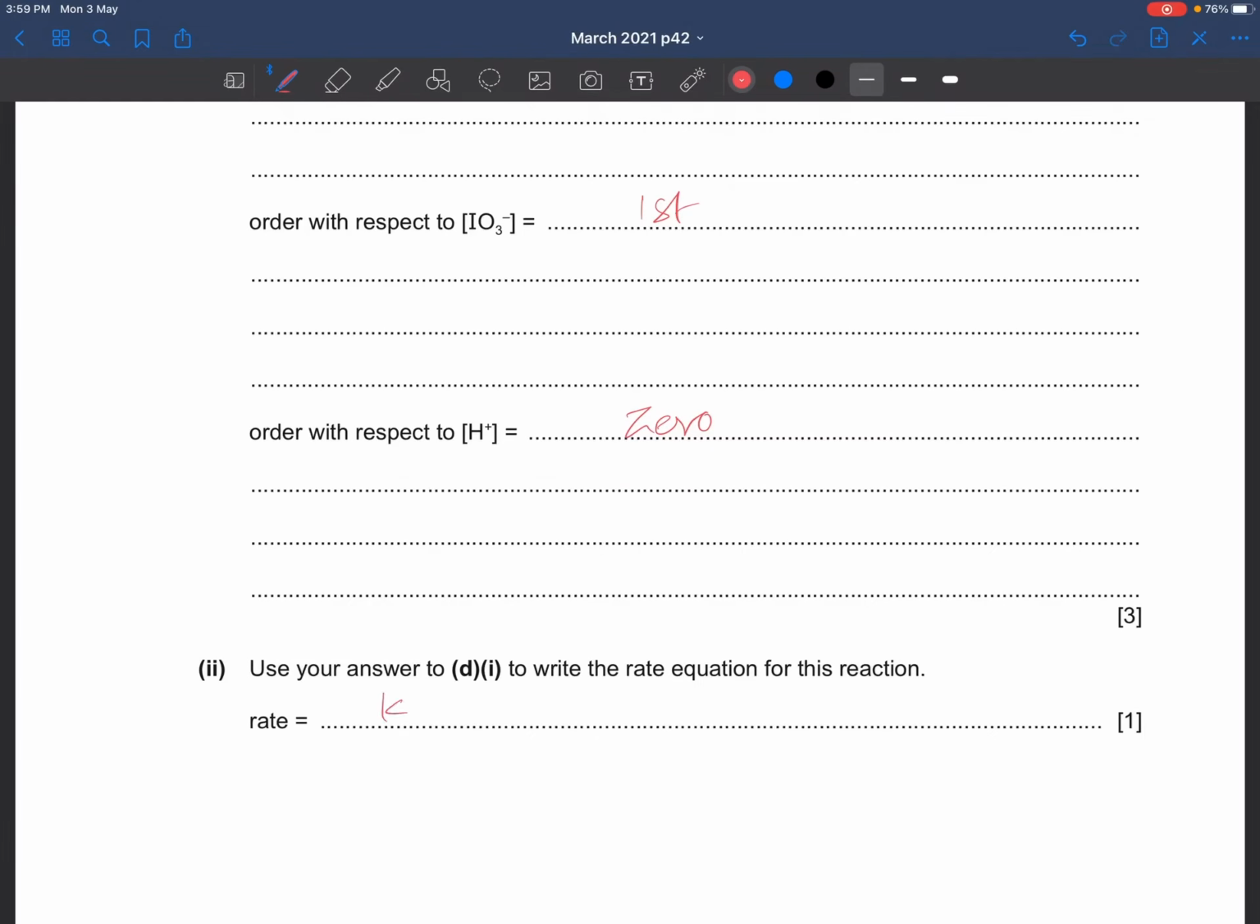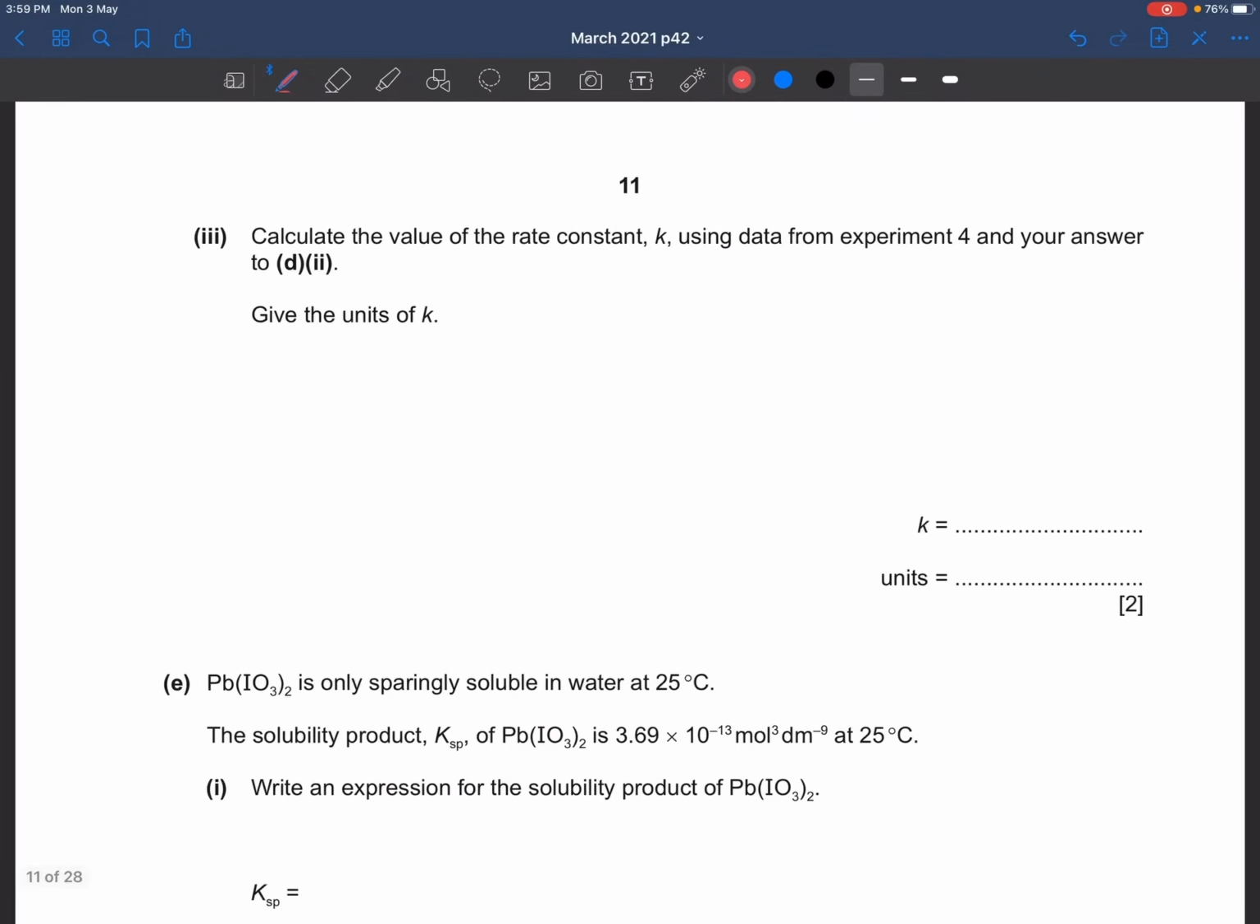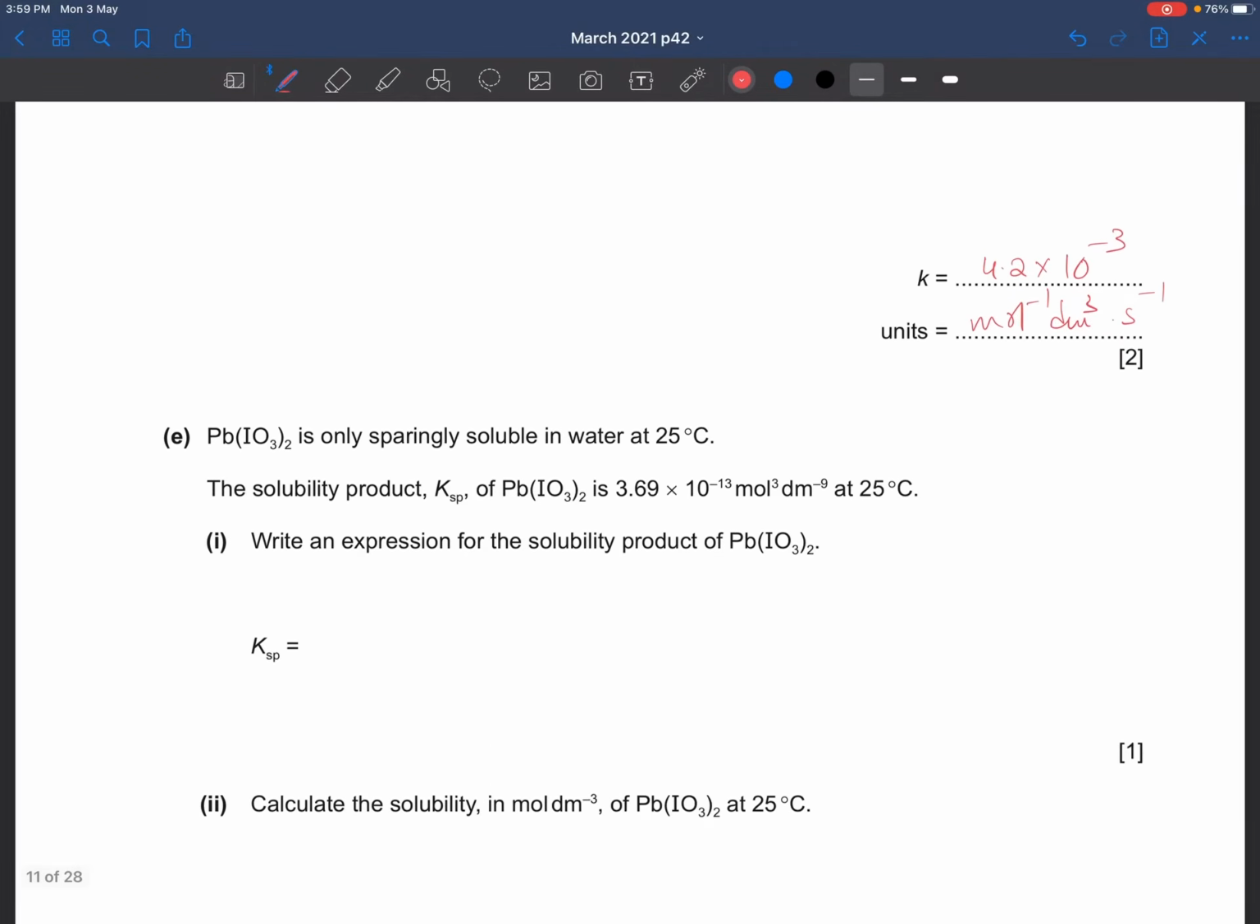So rate is equal to K concentration of H2O2 into concentration of IO3 minus. Alright, now calculate the value of the rate constant K using data from experiment 4 and give the unit of K. So I'm not solving this one, this is pretty simple, I'm just writing the answers here. The value of K would be 4.2 into 10 raised to power minus 3, and the unit is mole inverse dm cube second inverse.